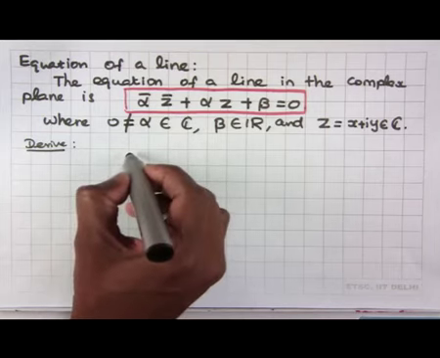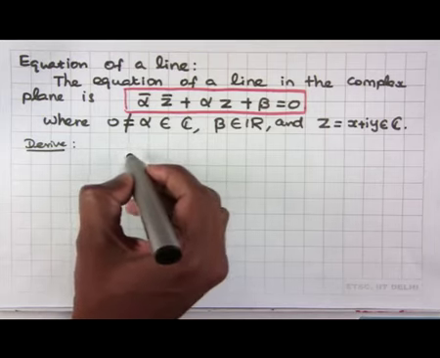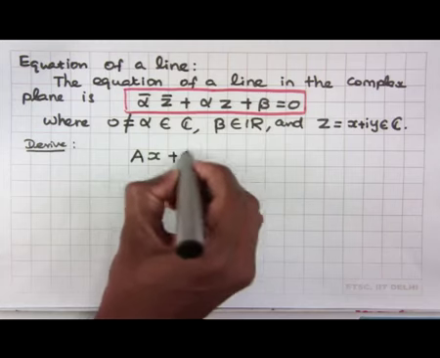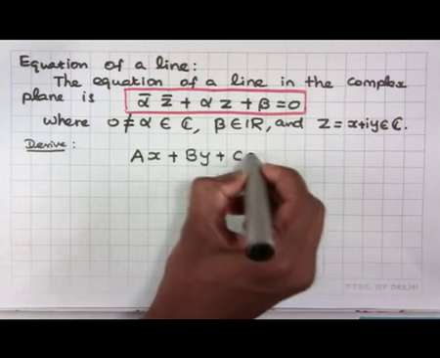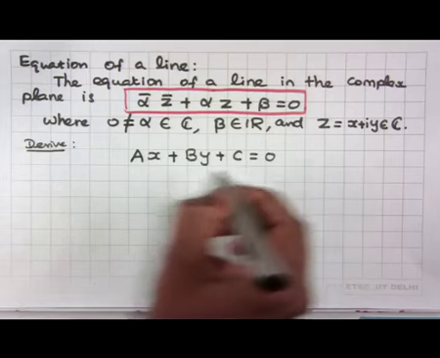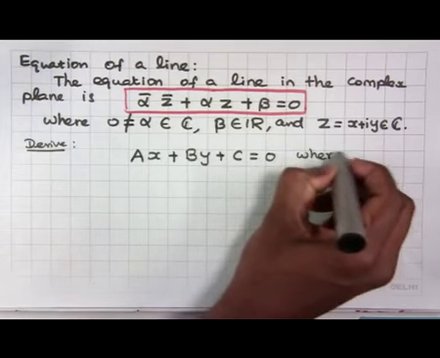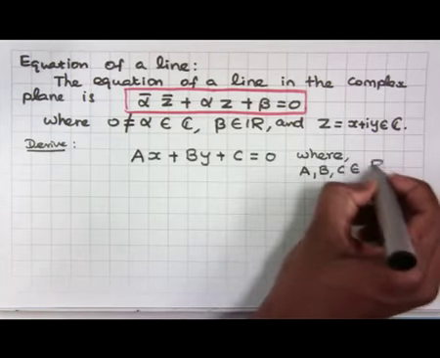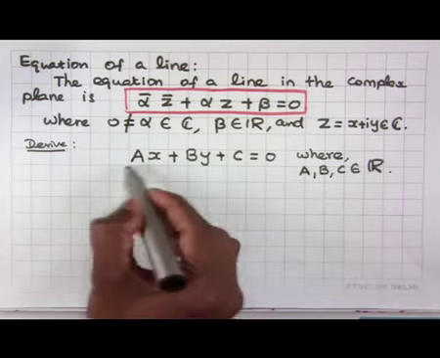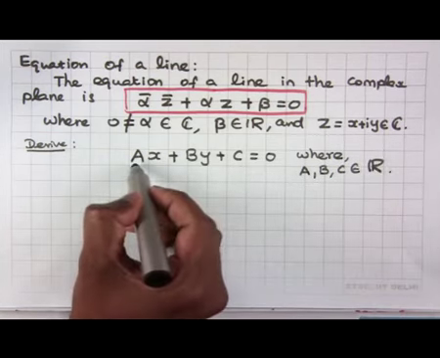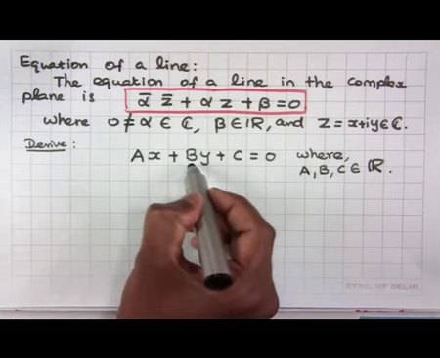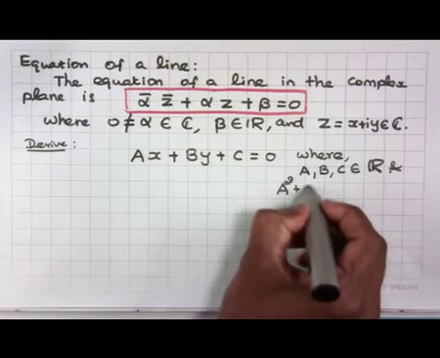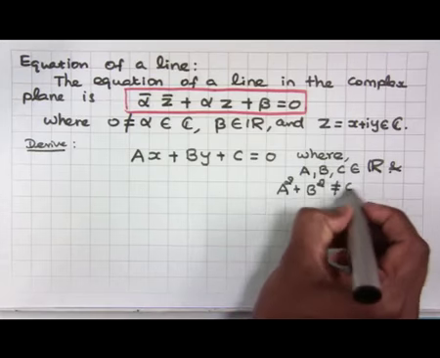So, the general equation of a straight line in the Cartesian coordinate system is given by Ax + By + C = 0, where A, B, C are real numbers. To represent a line, either A or B must be non-zero. To add this condition, A square plus B square must be non-zero.